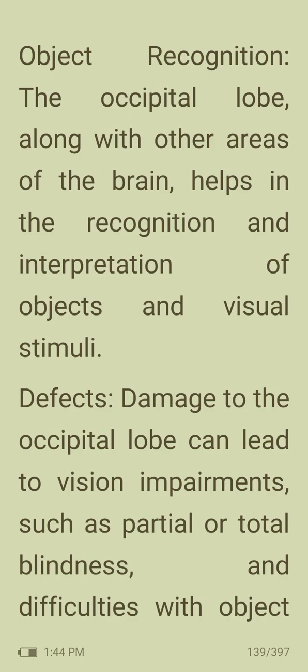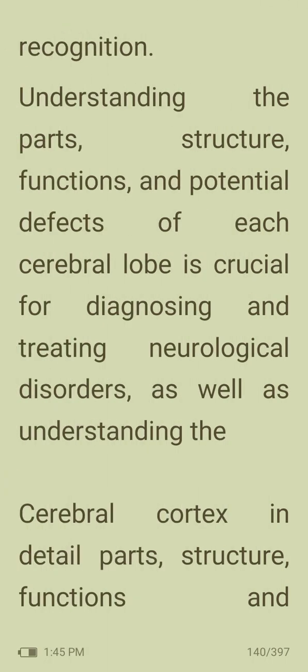The occipital lobe, along with other areas of the brain, helps in the recognition and interpretation of objects and visual stimuli. Some defects are associated with that, like damage to the occipital lobe can lead to vision impairment such as partial or total blindness and difficulties with object recognition. Understanding the parts, structure, function, and potential defects of each cerebral lobe is crucial for diagnosing and treating neurological disorders.